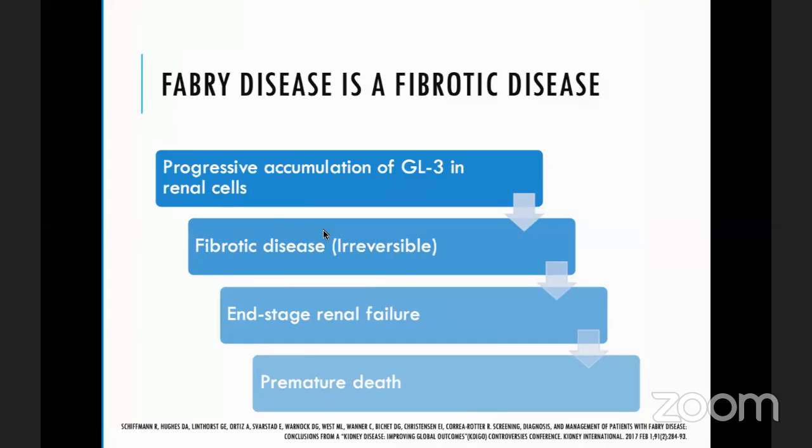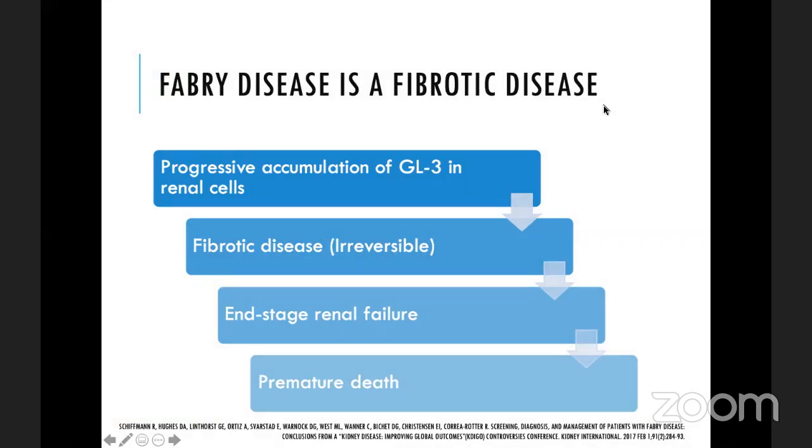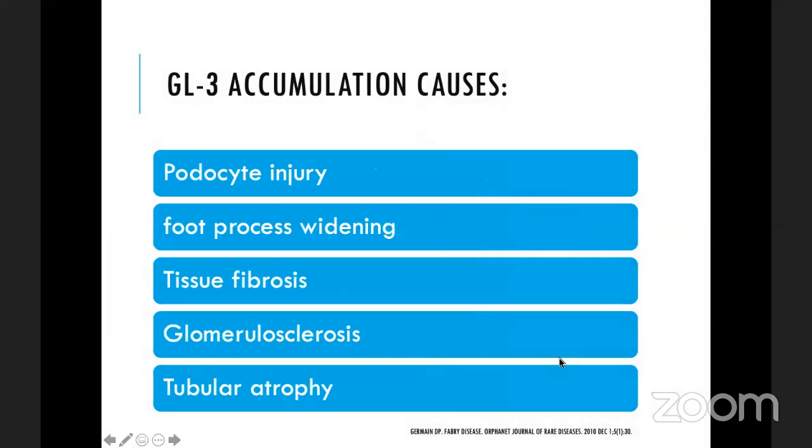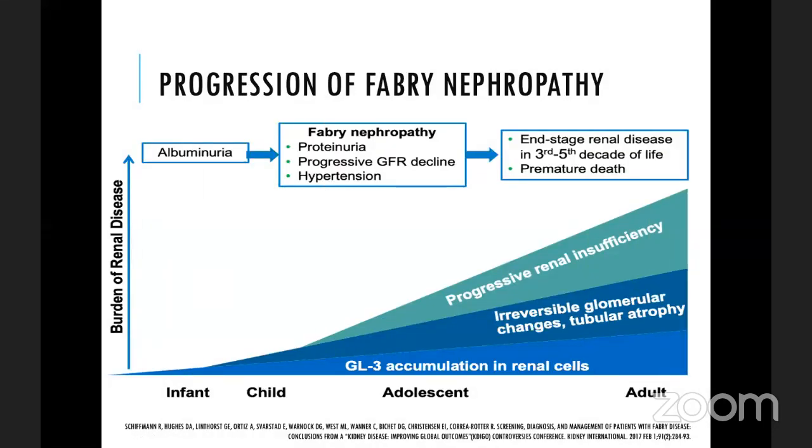Fabry disease is a fibrotic disease. So progressive accumulation of GL3 in renal cells leads to irreversible fibrosis and end-stage renal failure, which leads to premature death. Progression of Fabry nephropathy starts in infancy with the appearance of albuminuria, leading to Fabry nephropathy in the form of proteinuria, progressive GFR decline, hypertension, and progression to end-stage renal disease in the 3rd to 5th decade of life and premature death. So in general, renal failure is observed in patients with a median age around 42 and progresses to end-stage renal failure approximately 4 years later.